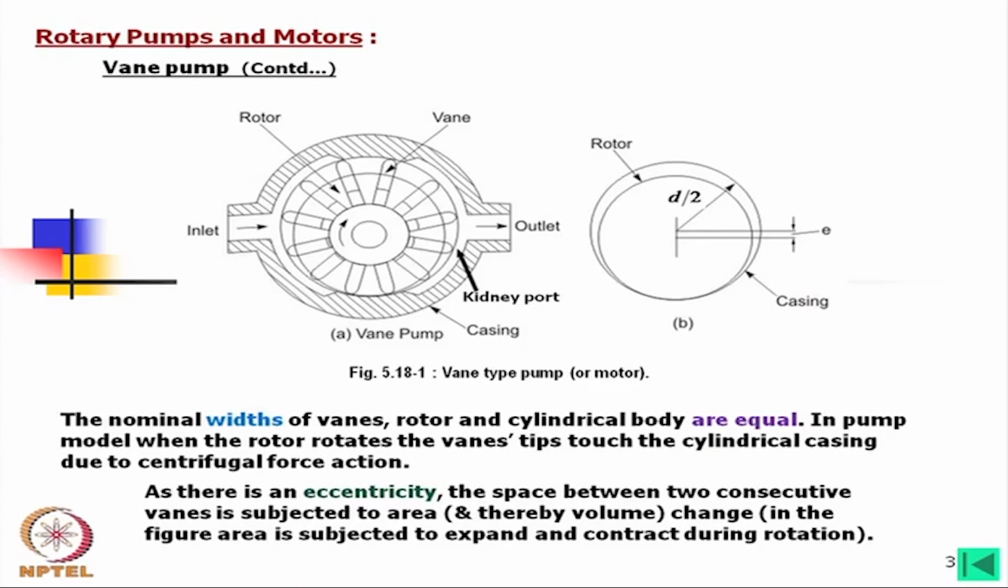What else in these features? We find that due to the centrifugal action, the vanes will automatically touch the casing, and if we think of the leakage, there will be a chance of leakage through these tips. So, to make it a more positive contact, sometimes springs are also used.